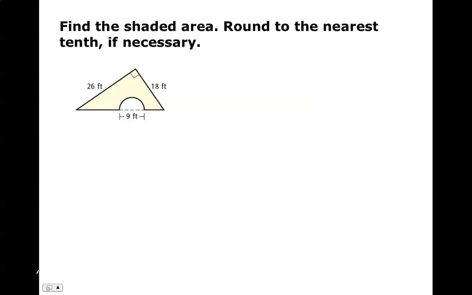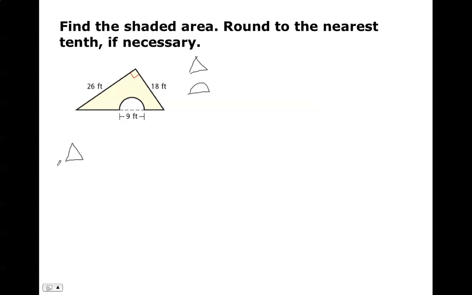Now let's look at this one. We want to find the area of the shaded region. Well, if we notice, you see a whole triangle, but we also see this semicircle here that's taken out of it. So we have a triangle and we have a semicircle. So let's find the areas of each one.